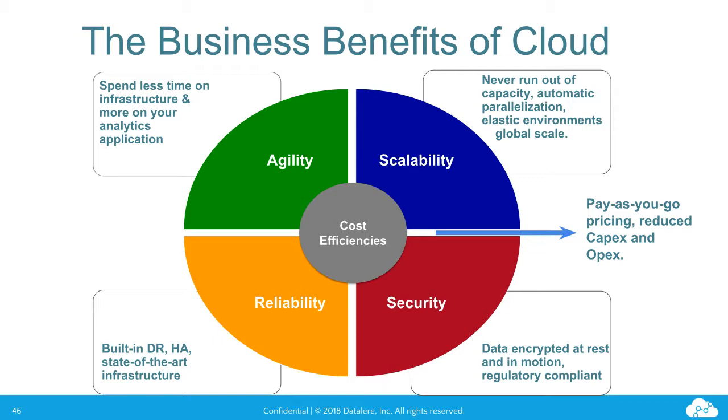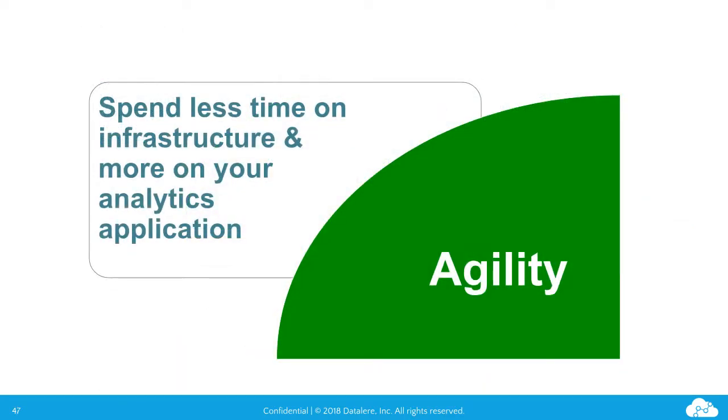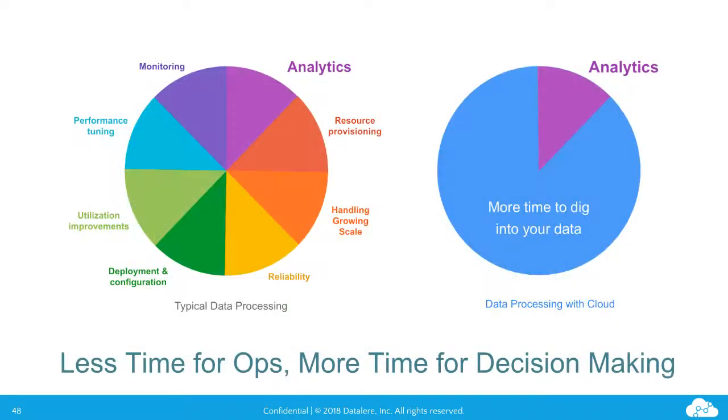can now be done cheaply and much more easily than it could in the past when you were building out your own infrastructure. Today, there's agility, scalability, reliability, and security that comes with the cloud. And it's no longer a need to build out a large infrastructure to go develop a data science solution. Agility allows you to spend less time on infrastructure and more on your analytics application, which is really what we want to do.